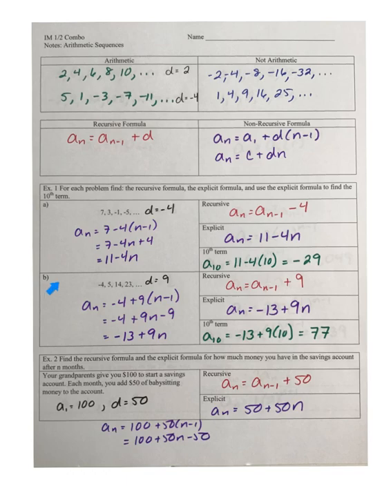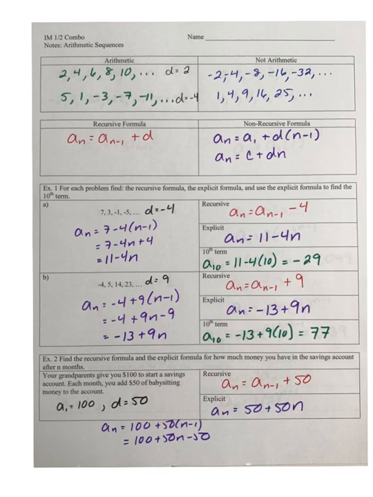All right, so example 1b. I have negative 4, 5, 14, 23. So each time I'm adding 9, so positive 9 is the common difference. So the recursive formula, again, everything stays the same except that we just plug in d. So a sub n equals a sub n minus 1 plus 9.